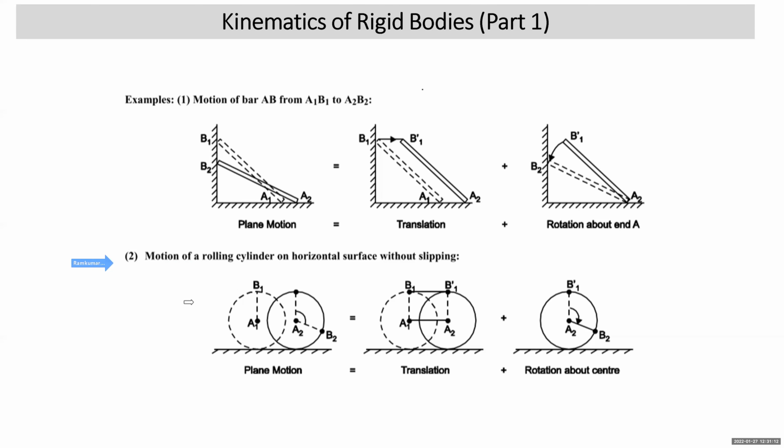Similarly, another example: motion of a rolling cylinder on the horizontal surface without slipping. You can see that this is the cylinder which is rolling. When it rolls, after some time the line A1, B1 becomes A2, B2. Now, how can you prove that this is also an example of general plane motion? First, you pull the cylinder towards right without rotation. So this is translating motion. And then you rotate it about A2 in clockwise direction so that you get the new position A2, B2. So here also it is justified that motion of the wheel of an automobile or a rolling cylinder on a horizontal surface without slip is an example of general plane motion, because we have proved that it is the summation of translation and rotation. All right.